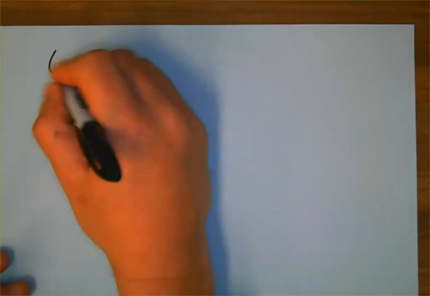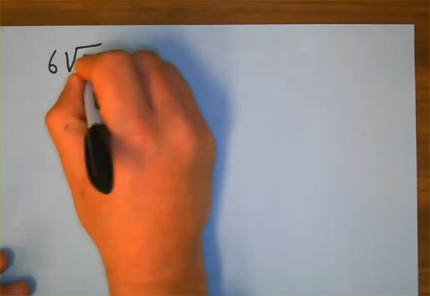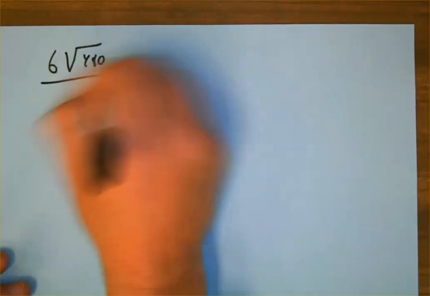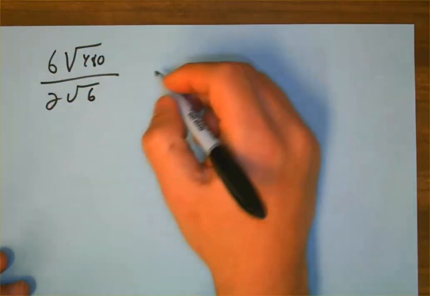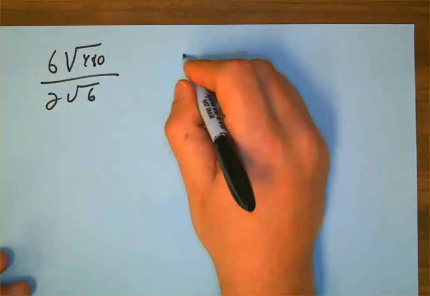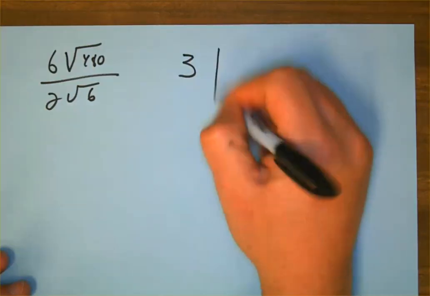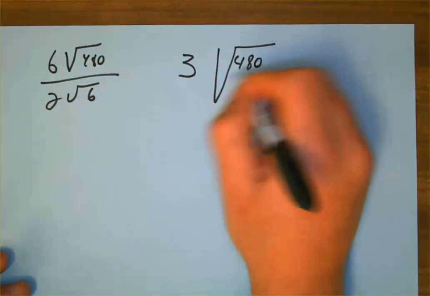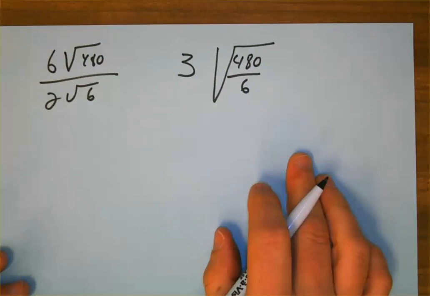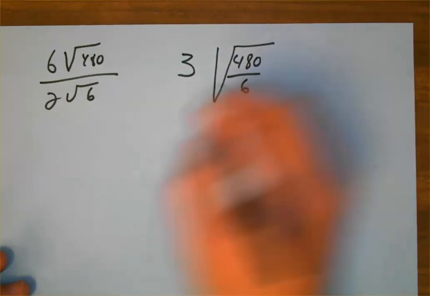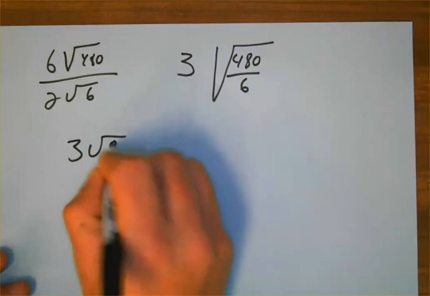So there's a few ways you can do it. So like this, for example, 6 square root of 480 over 2 radical 6. Well, you can break down the 6 and the 2, that's a 3. And then this is inside 480 over 6. So 480 over 6, I believe that reduces to 80, so you get 3 radical 80.